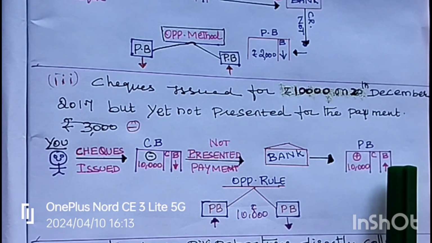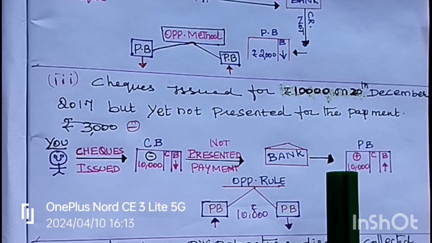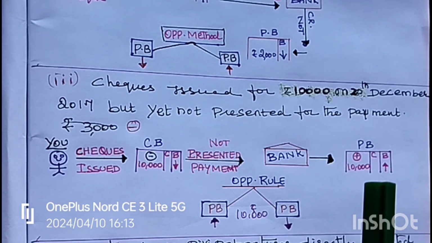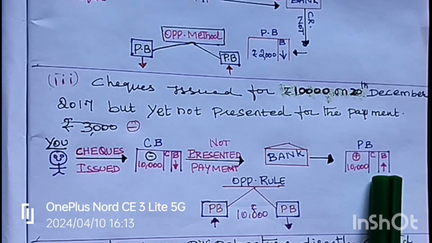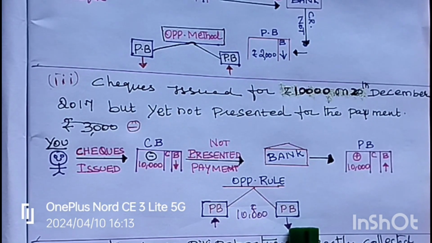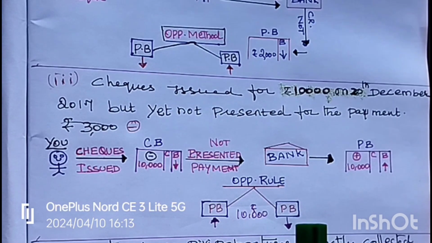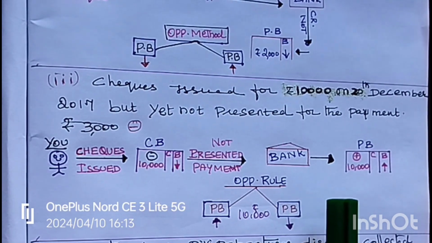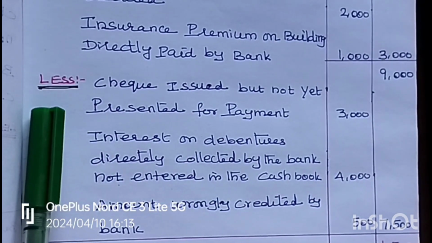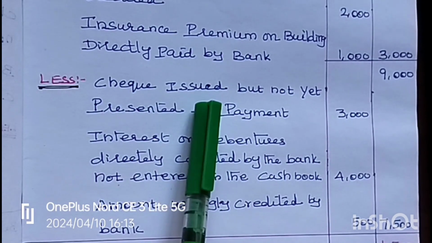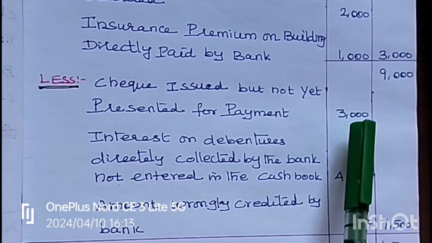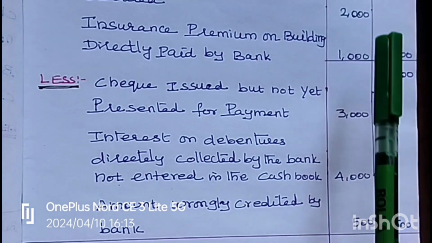Whatever increased in the passbook, as per the opposite method, it will be decreased. Here the passbook 10,000 rupees increased. So as per the opposite method, 10,000 rupees decreased. So for that, in this transaction, we have to subtract it. Okay. So in the less column, we have to write check issued but not yet presented for the payment, and 3,000 rupees is entered in the inner amount column.